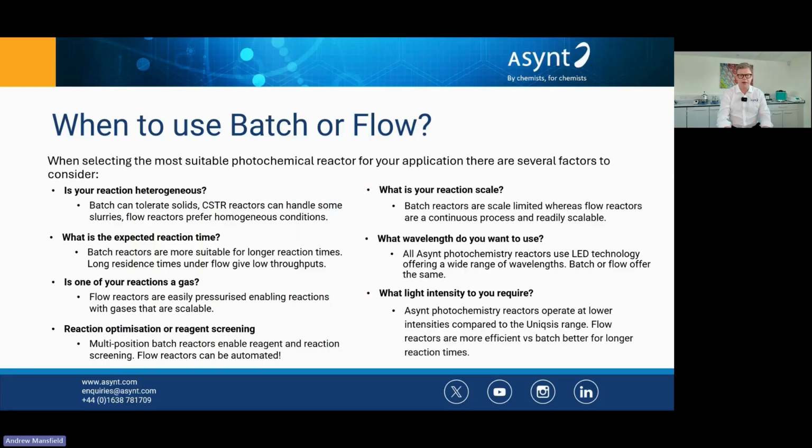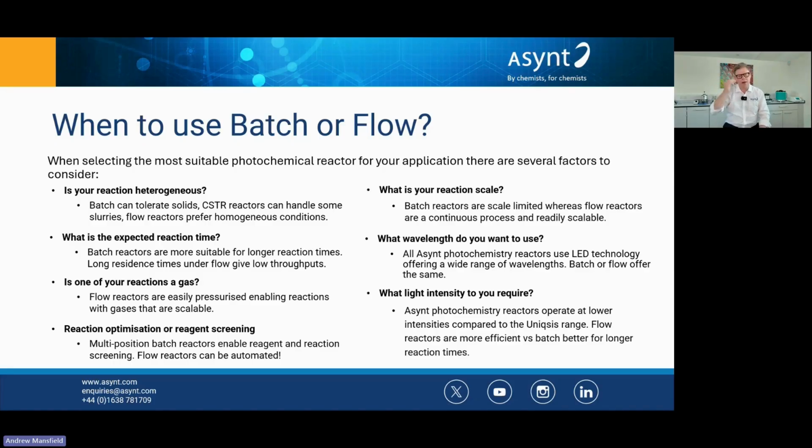Another question to consider is what's the scale of your reaction? Now, batch reactors are scale limiting, as we've discussed. The efficiency of the irradiation decreases as we increase the reactor volume. We've already discussed that a continuous process is readily scalable. So if we want to produce more material, there's no reason why we can't optimize in the batch conditions and transfer those to flow. So that's a consideration. How much material do we want to produce?